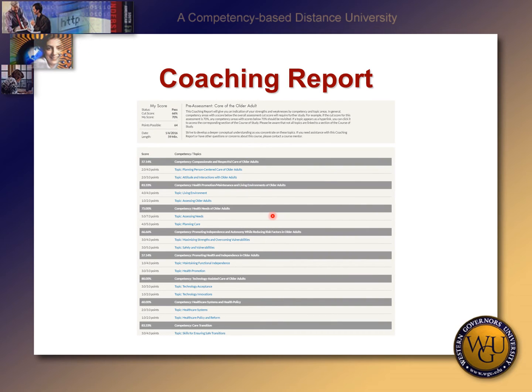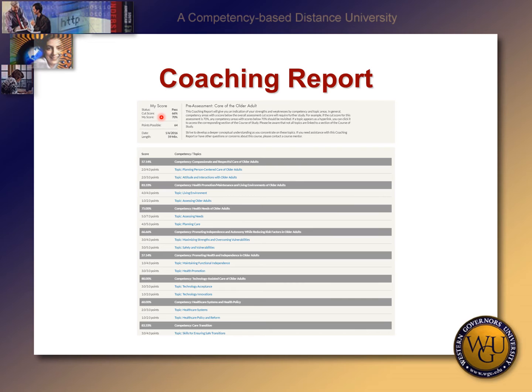This is a student coaching report for Care of the Older Adult. If you look up at the top, you'll see that the student passed. The cut score is 66% and that student got a 70. Now, a cut score of 66% is not the 66% that we're used to. 66% as the cut score for this class is the bottom of a B. A 65 would be a C.